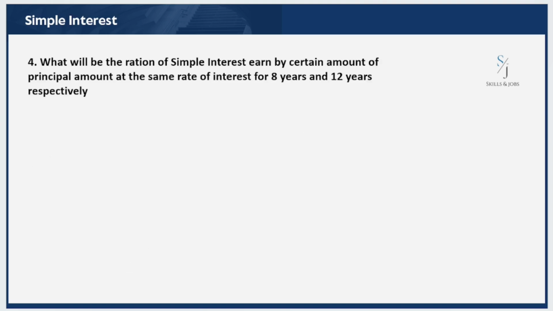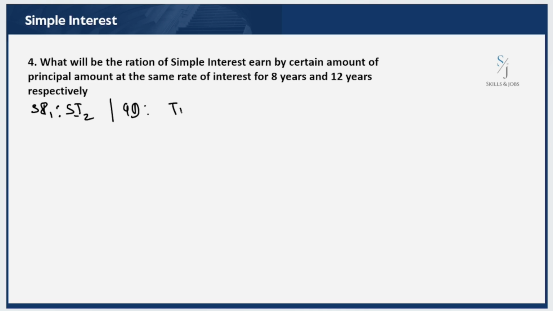Okay. Let us take the fourth example. What will be the ratio of simple interest earned by a certain amount of principal at the same rate of interest for 8 years and 12 years? So what is asked here? What is the expected output? Simple interest 1 is to simple interest 2. We need to find out the ratio of simple interest. Now what is the given data?